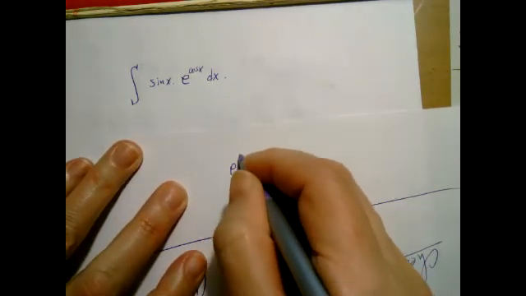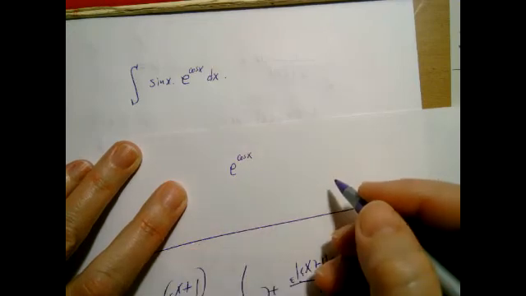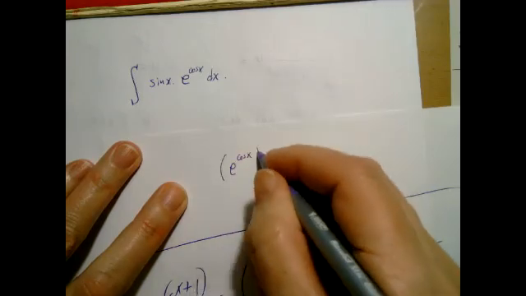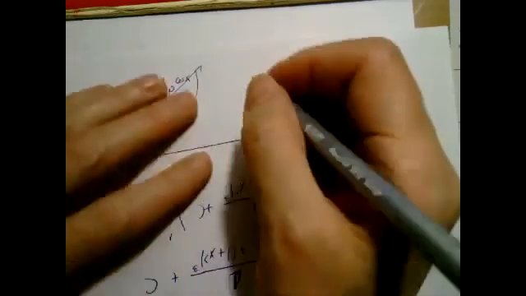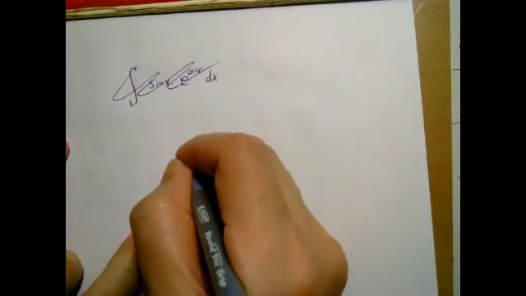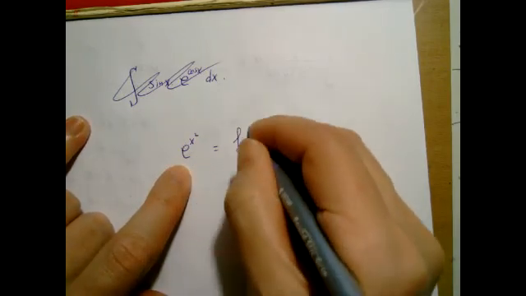Suppose I tell you e to the cosine x, okay? Let me take you back to the chain rule. Forget about my problem for a split second. Let me take another one, and then I'll take you back to this. Suppose I give you e to the x squared, and I tell you, write this as the composition of two functions.